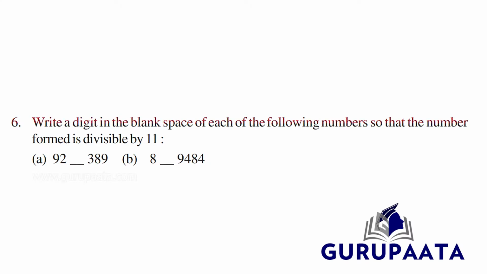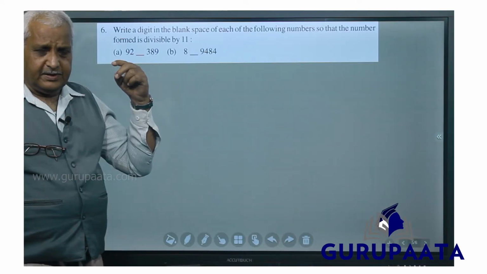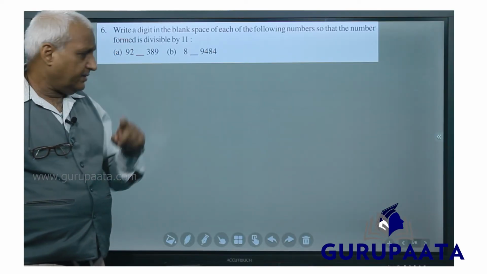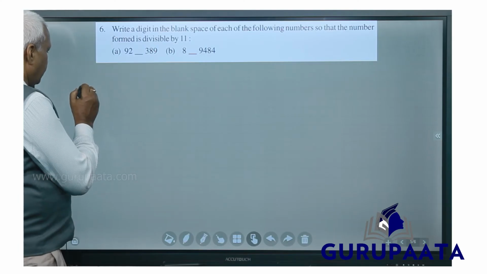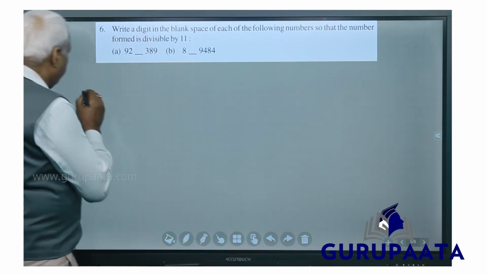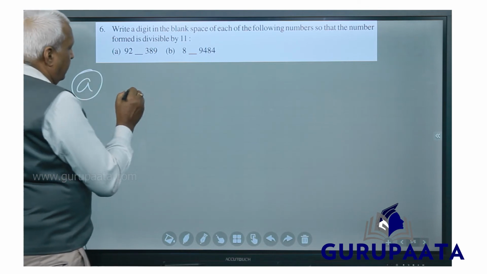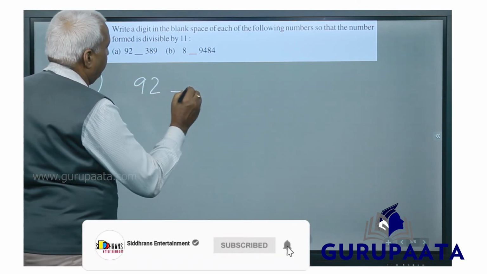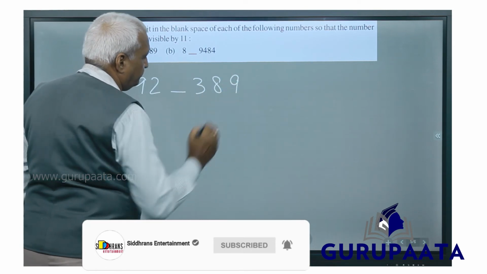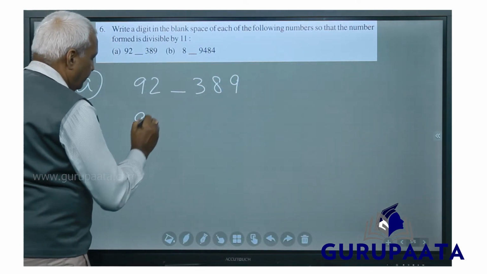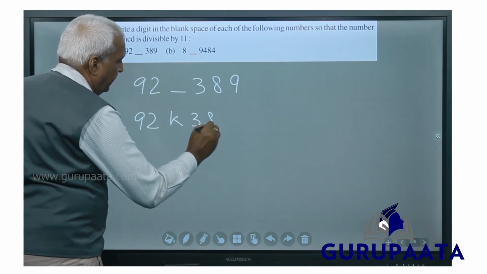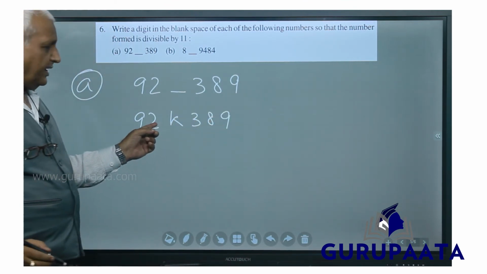Write a digit in the blank space of each of the following numbers so that the number formed is divisible by 11. Now, remember the divisibility rule for a number to be divisible by 11. First we will take A. The number is 9, 2, blank, 3, 8, 9. Let the number be 9, 2, K, 3, 8, 9. So, we have to find the value of k.